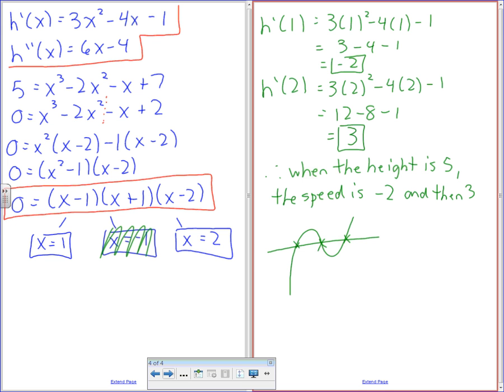Part B says, when is the speed 5? Okay, can someone new that has not raised their hand today, please be brave and tell me how I would solve when the speed is 5. What do you do? Go ahead.